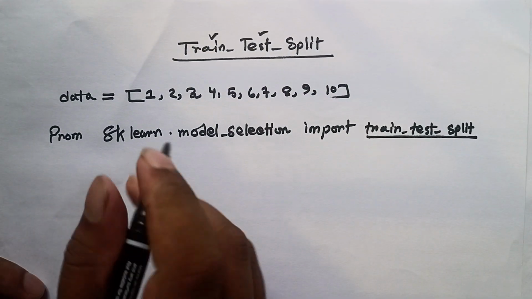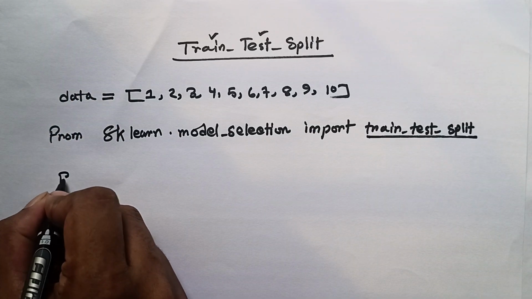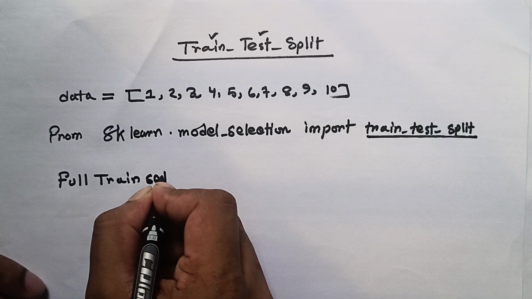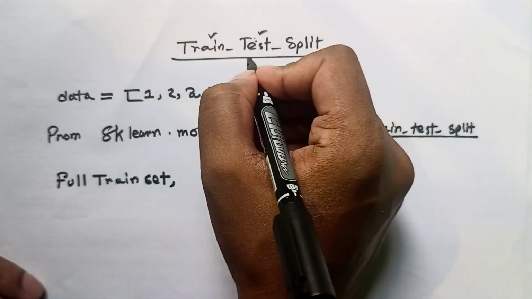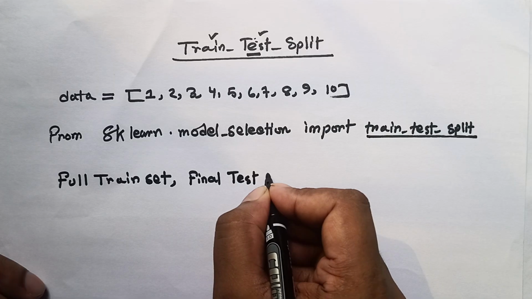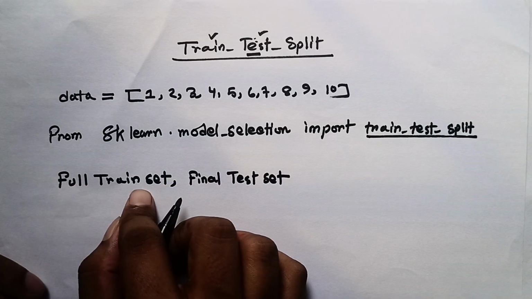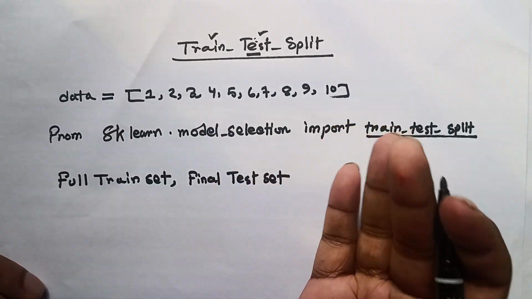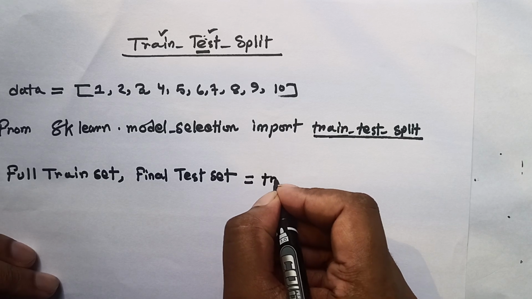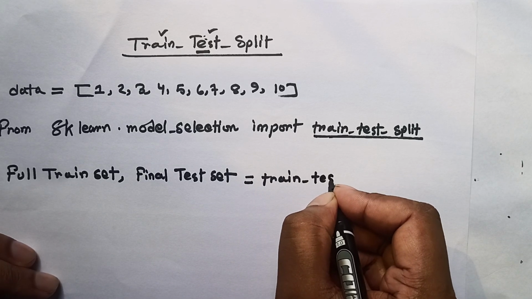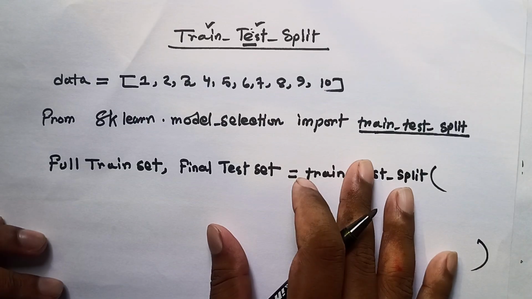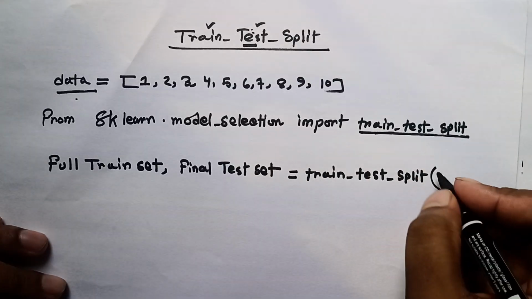So basically we will have two sets, a train set, which I named full train set, and for the test set, I named it final test set. You can name anything you want. So I will use this function, train test split. Inside this function, the very first thing, I will insert this array named data.